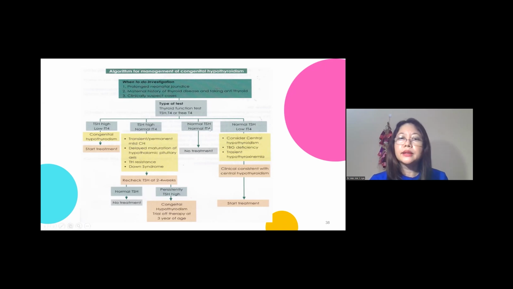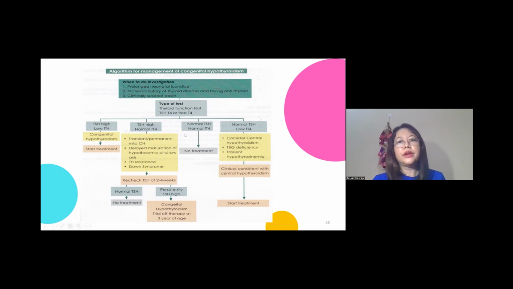And then if the TSH is normal and free T4 is normal, no treatment is required, no hypothyroidism. If the TSH is normal with low free T4, we have to consider central hypothyroidism, thyroid binding globulin deficiency, or transient hypothyroxinemia, and clinically consistent with central hypothyroidism. So in that case, we start the treatment and cranial imaging might be needed.